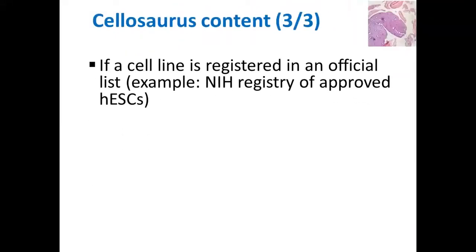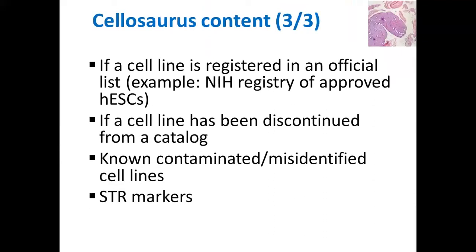Now, last slide about this, also if it's registered in official list. And very important, what I told you before about cell line catalogs and cell line collection. If a cell line has been discontinued from a catalog, that's important. And going back to the contamination problem and misidentification, which are the cell lines which are known to be either totally or partially contaminated and/or misidentified, and of course, as much STR marker as possible. That's quite important.